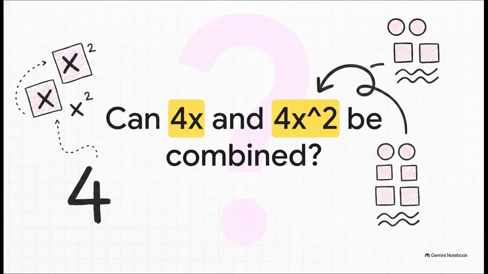Okay, let's pause for a quick check to see if you're following along with me. I want you to think about this specific scenario. Can 4x and 4x squared be combined? Really think about what we just discussed regarding the strict rules for like terms. They both definitely have an x, and they both clearly have a 4. So what do you think? Take a second to lock in your answer.